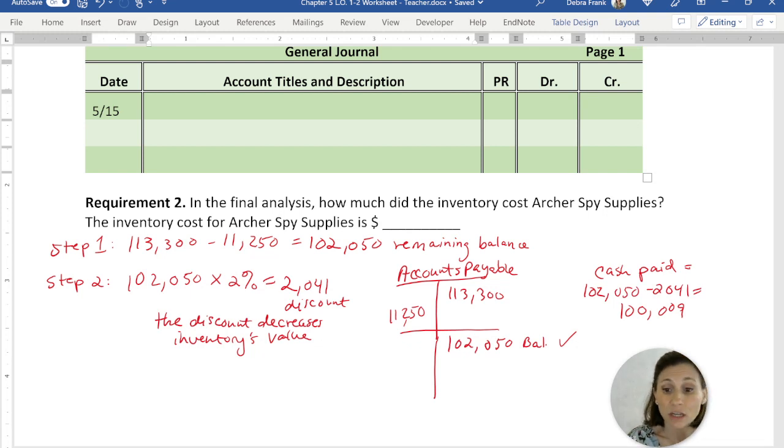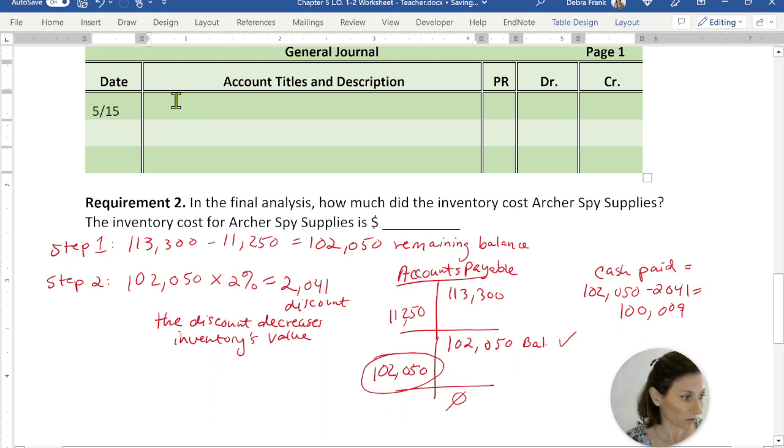So I know I need to get rid of that full balance of accounts payable. Yes, I know we're paying less than that, but we still want to say we no longer owe this full amount. So we are going to record a debit to accounts payable to get rid of it. That's what we have to do to get rid of accounts payable. So there's our debit. Debits are first. Let's go ahead and do that, and then we'll make sense of everything in a minute.